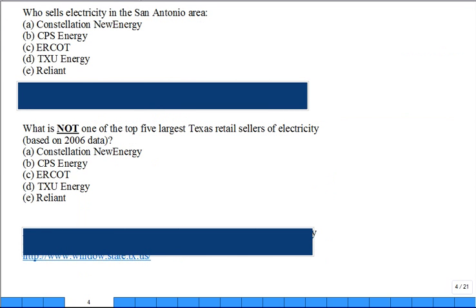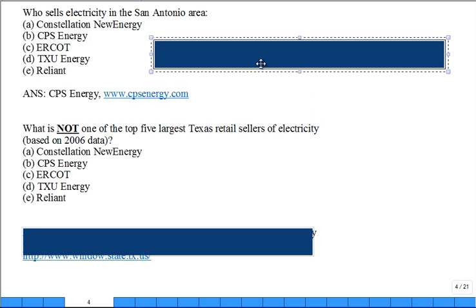Who sells electricity in the San Antonio area? This is the question for the shyest person here that's never answered any question all semester. Do you think B? What do you think? CPS Energy. Which is not one of the top five largest Texas retail sellers of electricity? This is based on old data, I didn't have time to update it: Constellation New Energy, CPS Energy, ERCOT, TXU Energy, or Reliant.